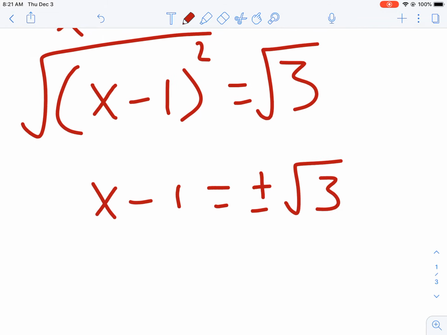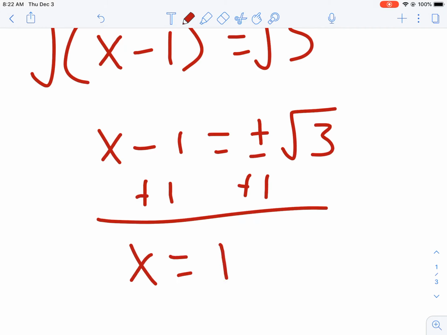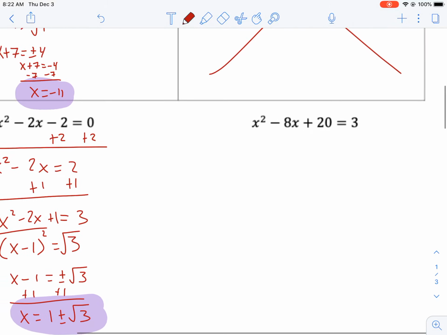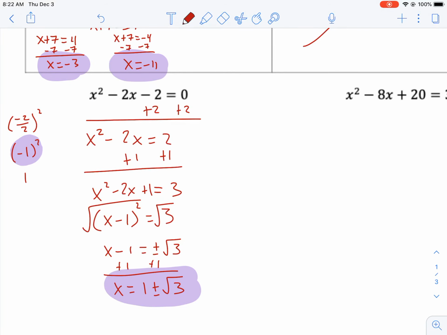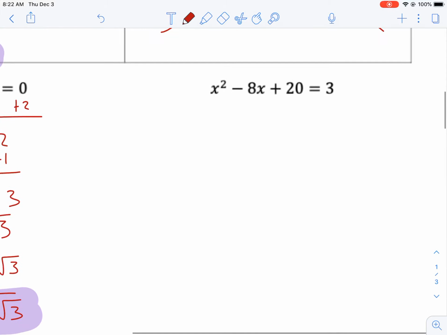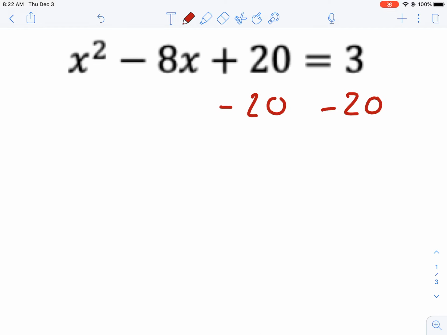And now just like yesterday, if we can't get a whole number here, if we can't split it up, then that's fine. Just add your 1 over to the other side, and you're done. So we got x equals 1 plus or minus the square root of 3. All right, so once you have got it down to completing the square, then it's just solving exactly like we did yesterday, all right? So last example, we've got a 3 over here. That doesn't matter. We don't need to make it equal to 0 because we know we're just going to be moving our C value out of the way anyway.